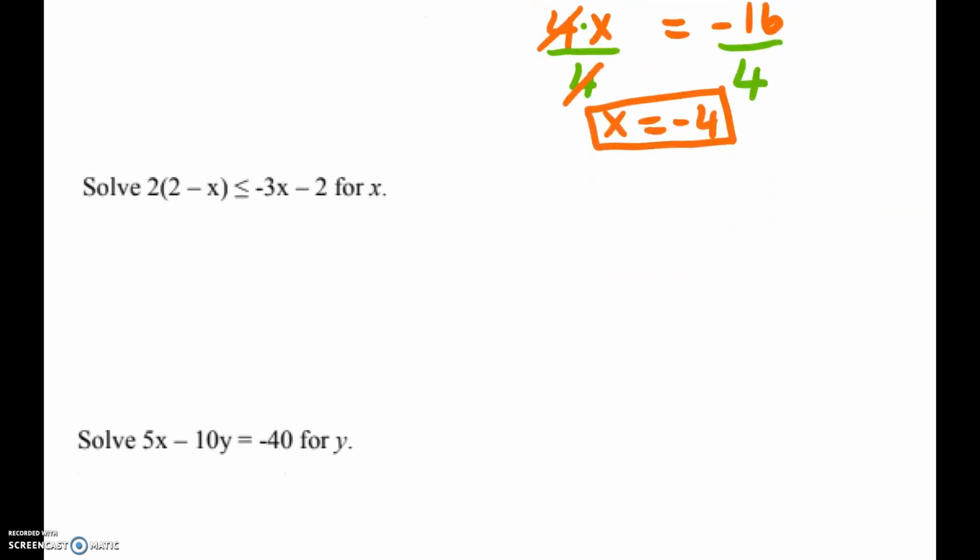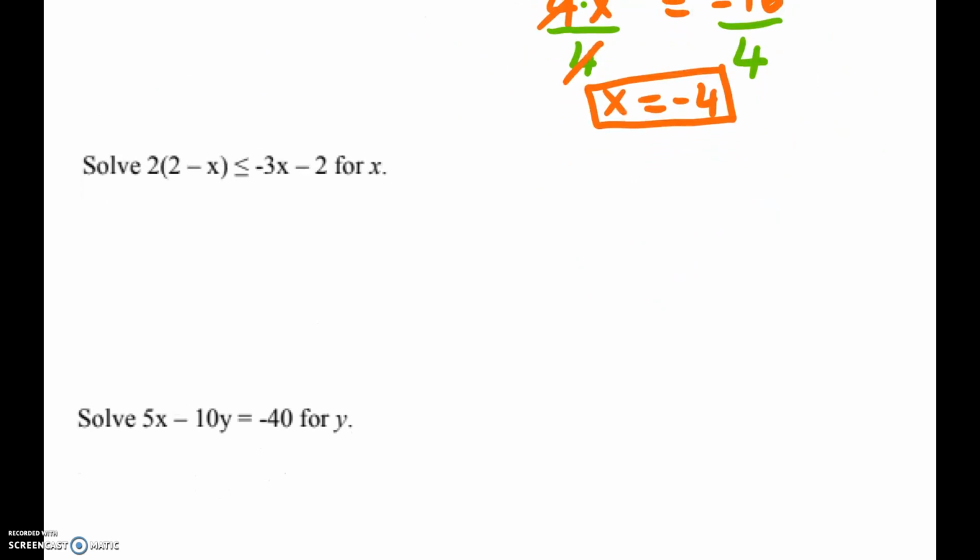It's an inequality. I want to start with the distribution here. 2 times 2 is 4. 2 times negative x is negative 2x, less than or equal to negative 3x minus 2.